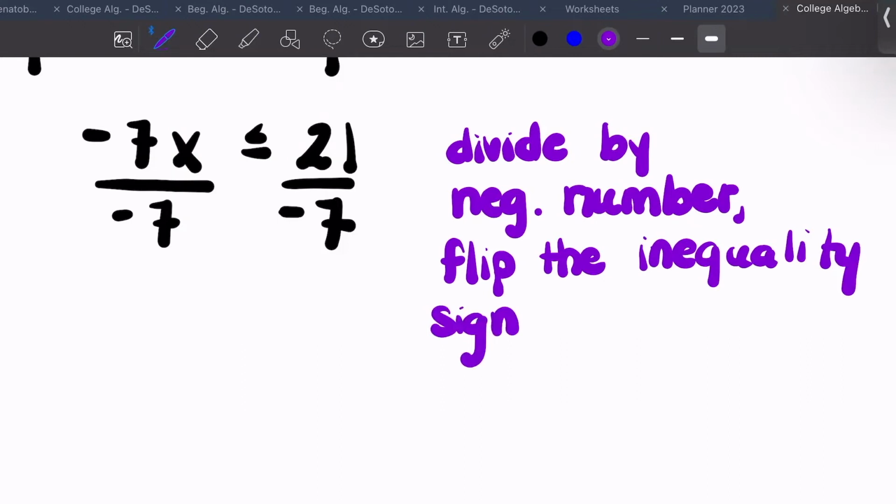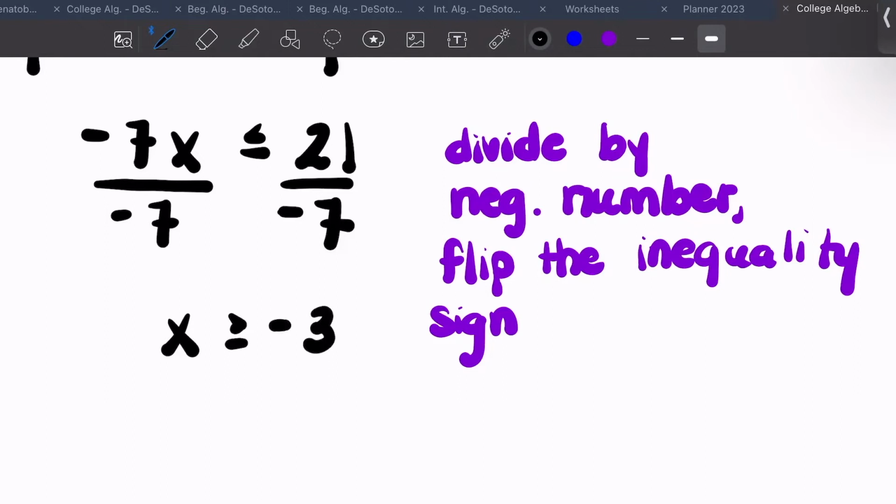Okay, I just divided by a negative number, did I not? I divided by negative 7. And so I'm going to say x is not less than or equal to, but greater than or equal to negative 3. Okay, so I flipped my sign from less than or equal to greater than or equal to.